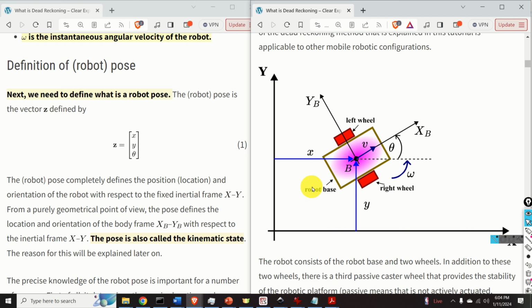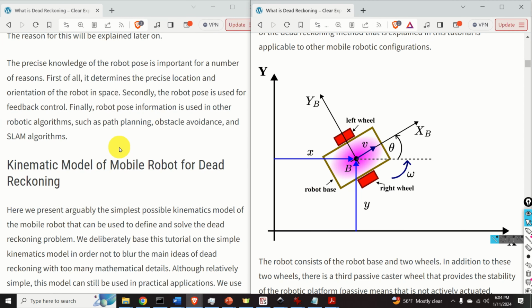The pose is also called the kinematic state. The reason for this will be explained later on. The precise knowledge of the robot pose is important for a number of reasons. First of all, it determines the precise location and orientation of the robot in space.